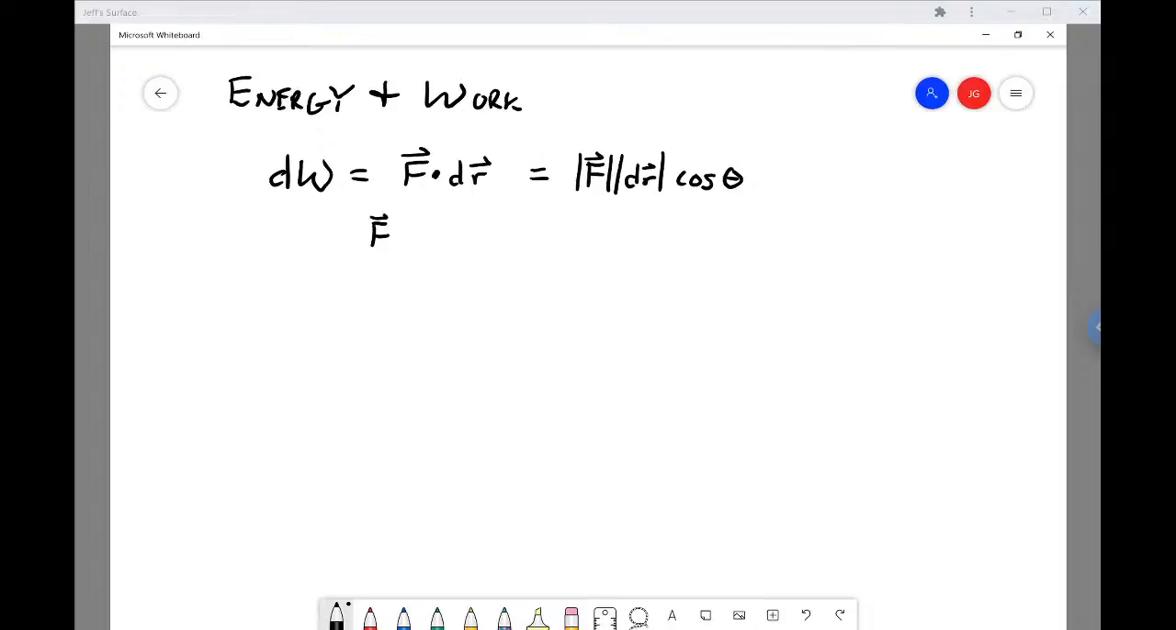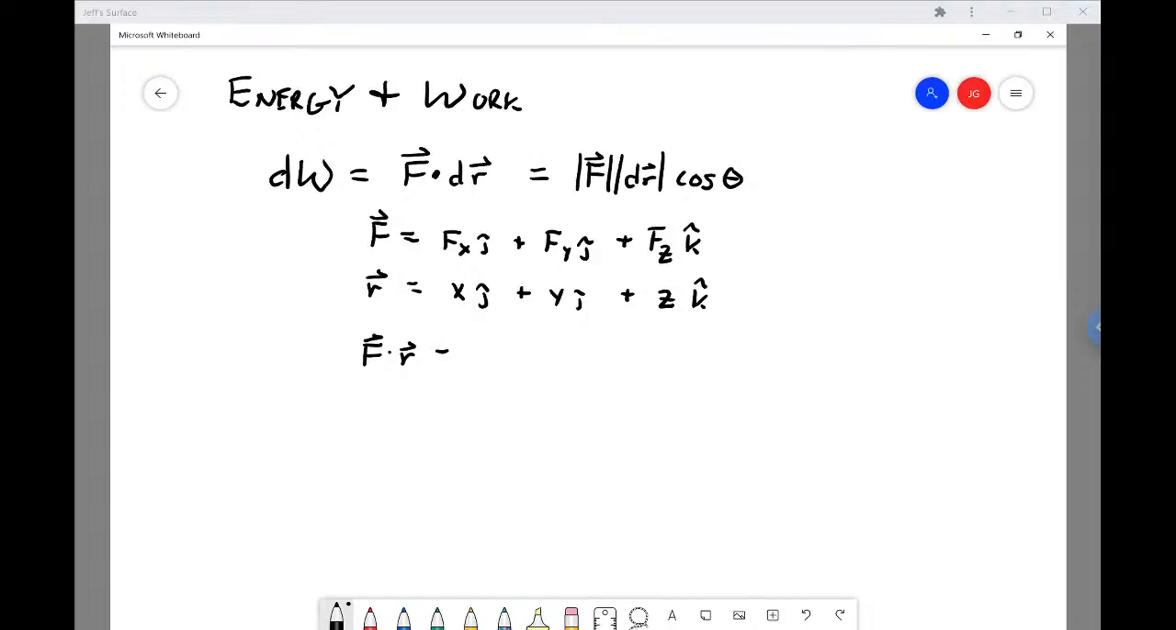Another way you can think about this, and this might be useful for you: we can think of a force as having an x component, a y component, j hat, and a z component, Fz k hat, and a displacement vector as having an x component, a y component, and a z component.